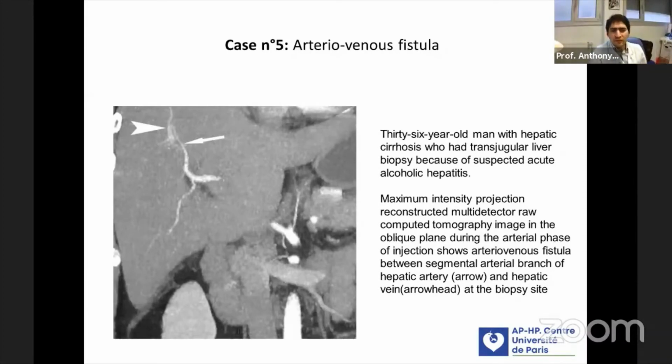But if the patient has a severe arteriovenous shunt, that may be symptomatic, and in this case, the treatment is also to perform a superselective embolization. We use coils to make a definitive embolization of the feeder of the fistula, which is here, and usually it's very efficient.